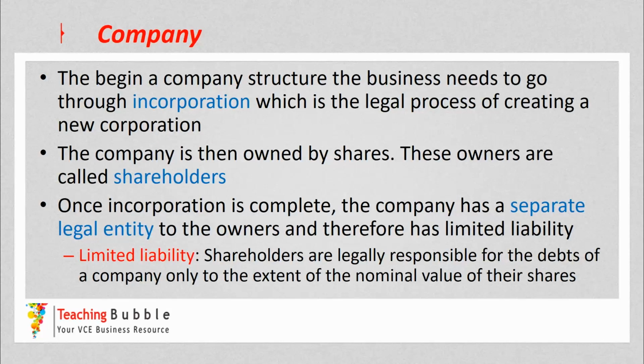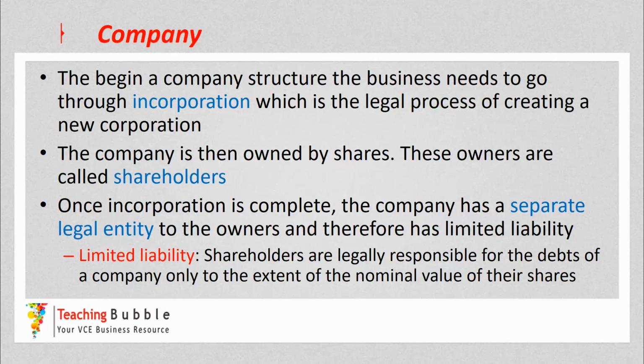We're going to look at 2 types of companies. Now, to create a company, the business needs to go through what we call incorporation, which is the legal process of actually creating a new corporation. During that process, the company name will be registered with the Australian Securities and Investment Commission. And once that's happened, the company is created.